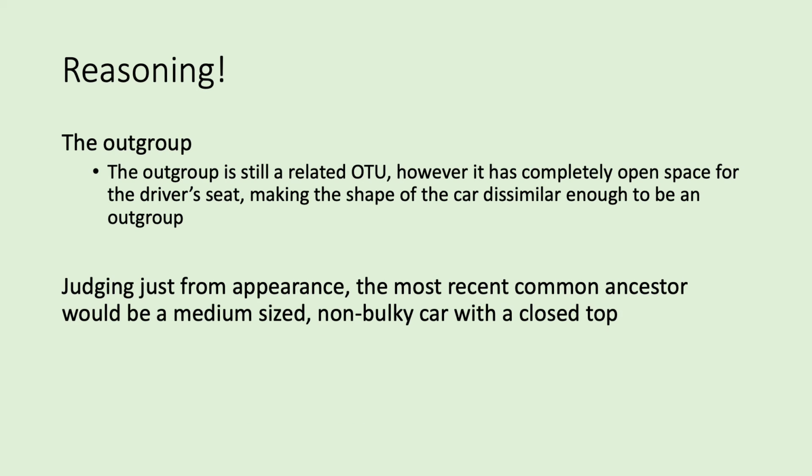So the outgroup of this phylogenetic tree is the older Cadillac on the very left. It's still a related OTU, however it has that completely open space because it's a convertible at the driver's seat, making the shape of the car dissimilar enough to be an outgroup.